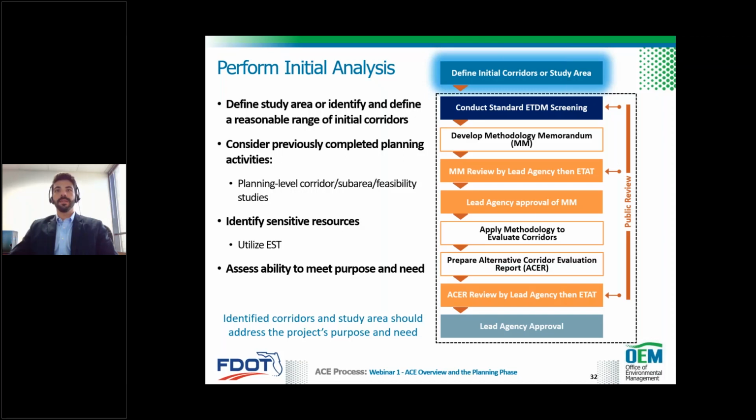As Sylvia pointed out in the previous slide about the project progression in the ACE process, you start with either a study area or corridors. This could involve some initial analysis, or it could be based on previous planning efforts. A starting point could be a master plan, a long-range transportation plan, and some projects may have a more detailed analysis from a planning study. Aside from the previous efforts, there are 2 main factors to consider when defining the study area or identifying corridors. One is the sensitive environmental resources and the second is the purpose and need.